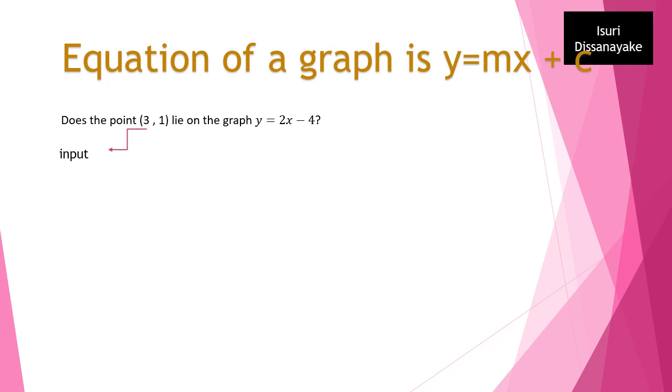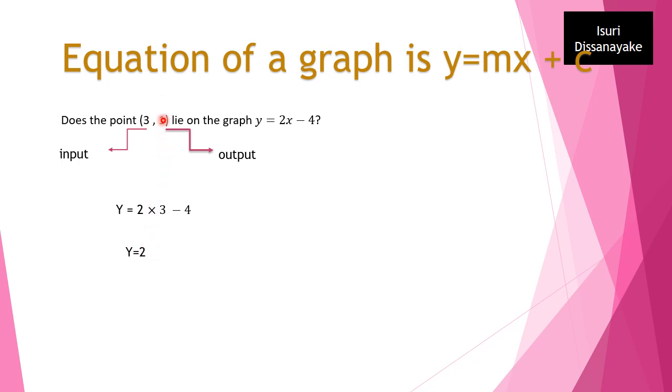The x coordinate we usually call the input and the y coordinate we call the output. So what we have to see here is whether this particular point, (3, 1), lies on the graph 2x minus 4. So we input 3 and check whether our output is 1. y equals 2 times 3, which is 6, minus 4, it is 2. So we can clearly see that when you input 3, your output is 2.